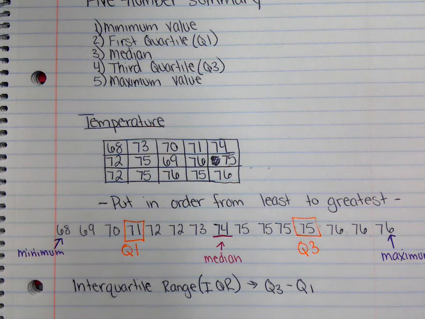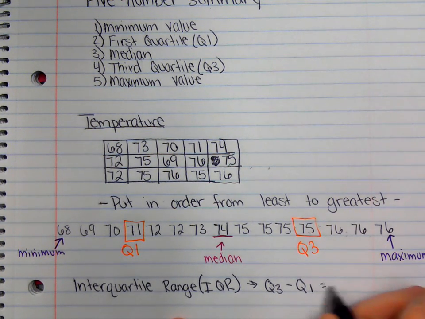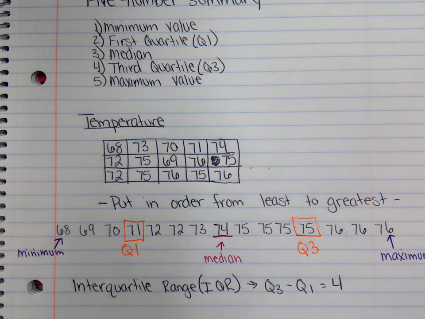The last number that we're going to have is called your interquartile range. We call it IQR. And you just take the number at Q3 and subtract the number at Q1. So we would do 75 minus 71, and you would get that your interquartile range is 4. The reason that's important is because it tells you if your data is really spread out, you'll have a big interquartile range. If your data is really, really close to each other, you'll have a small one.